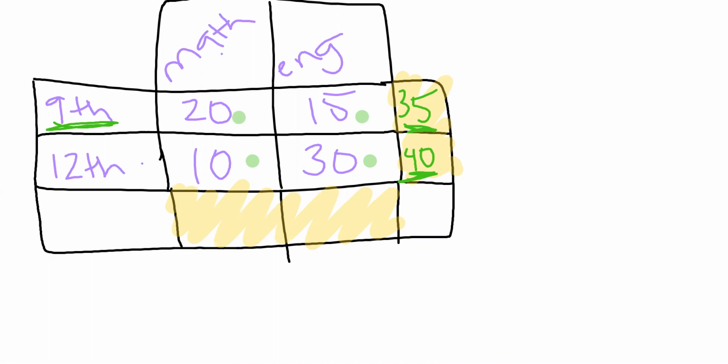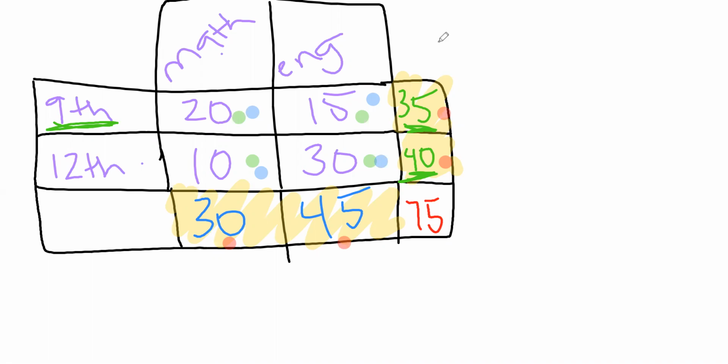We can go the other direction, right? So let's say we're looking at the 20 and the 10. That's going to tell us that 30 people that they asked liked math. Let's say we look at the 15 and the 30. That's going to tell us that 45 of the people that they asked like English. The last number here, if you remember, is the total number. This one's 75. You can see that by either adding together the total here, 35 plus 40, or the total here, 30 plus 45. Either way, you get the same answer.